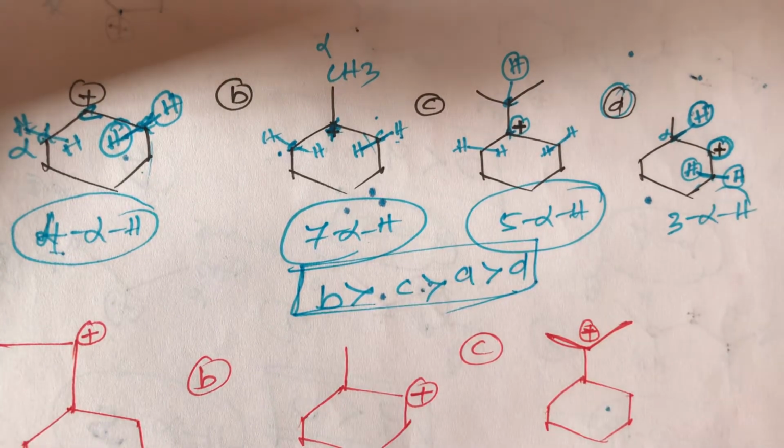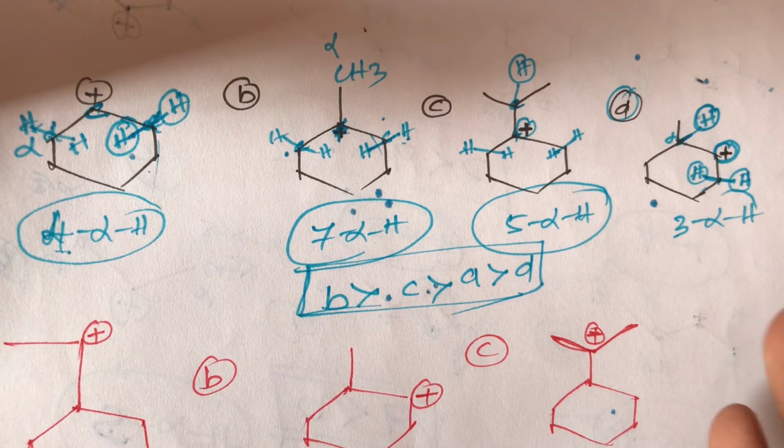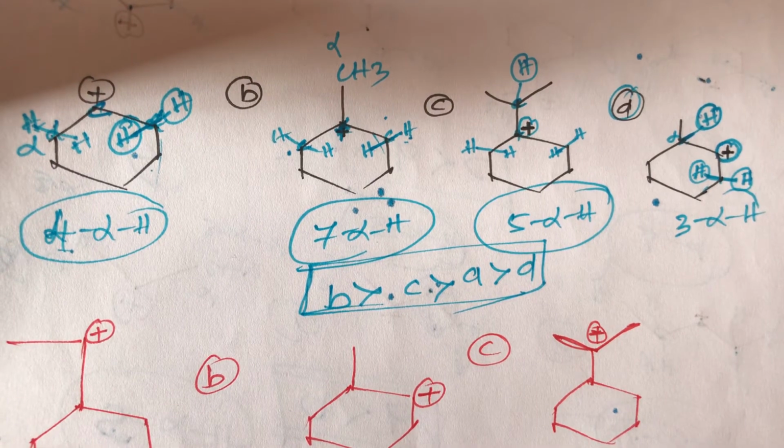Stability of carbocation is directly proportional to the number of alpha hydrogens, student. It is the simple trick for hyperconjugation in the stability order. The more hyperconjugation structures there are, the more stable it is. So stability depends on the number of alpha hydrogens.